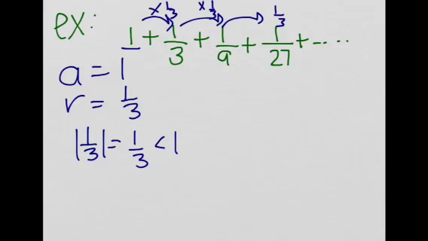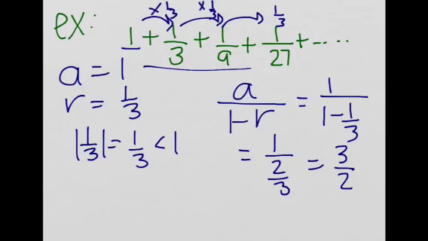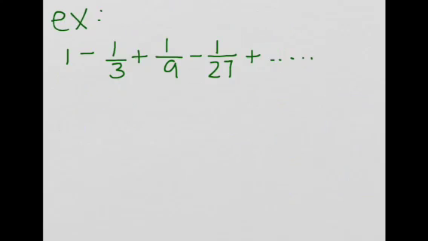So we can use our little formula, which states that a over 1 minus r is equal to the sum of this. So a over 1 minus r is equal to a, which is 1, over 1 minus 1/3, so this is equal to 1 over 2/3, which is equal to 3/2. Okay, so the sum of this expression right here is 3/2. Okay, let's look at another example.